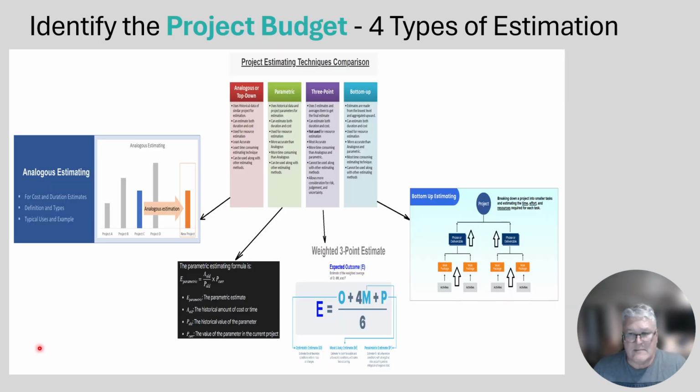So I've already talked about this before in previous lectures, but it applies here, so I'm going to go over it here again and go over it briefly. So here are the 4 types of estimation techniques. First off is analogous estimating, also considered top-down.